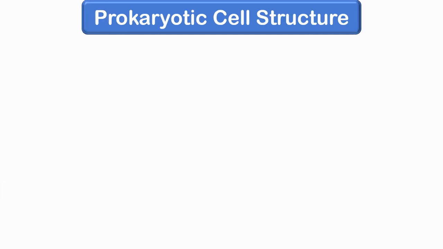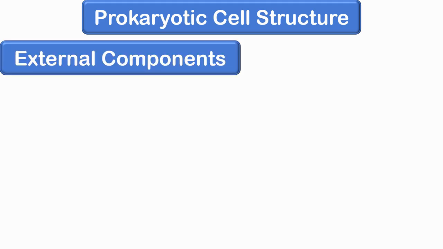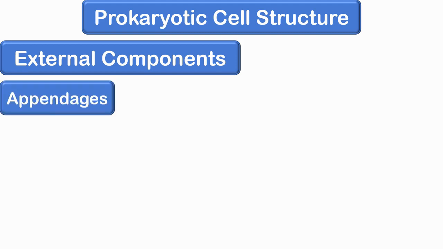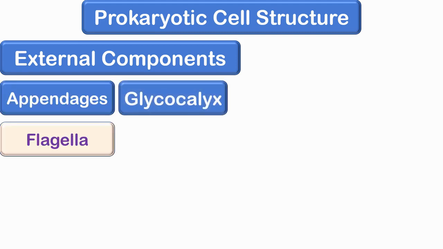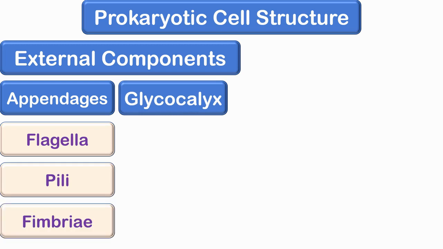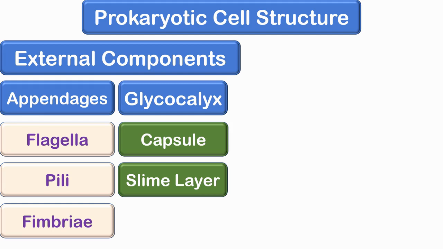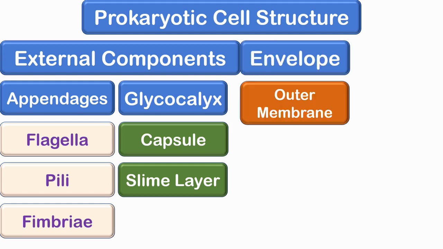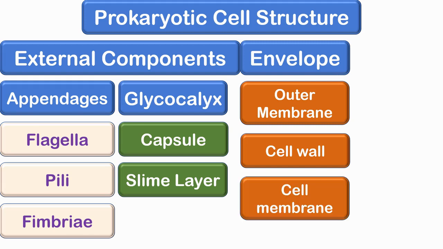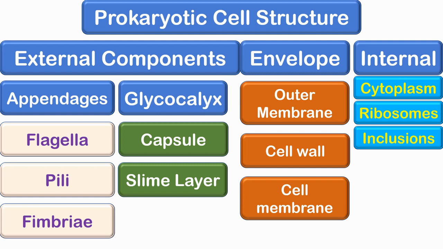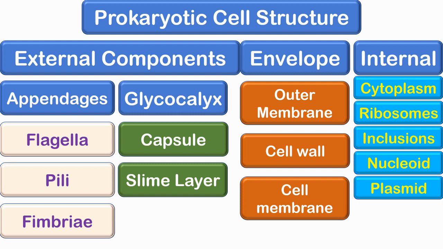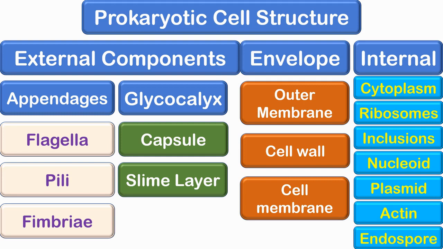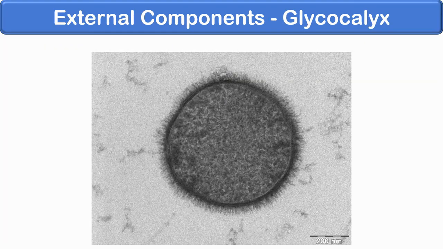General cell organization of a prokaryotic cell is as follows. External components of a prokaryotic cell can be either appendages or Glycocalyx. The appendages include flagella, Pili, Fimbriae, and Glycocalyx includes the capsule and slime layer. The cell envelope components include outer membrane, cell wall, and a cell membrane. The internal structures include cytoplasm, ribosomes, inclusions, nucleoid or chromosome, plasmid, actin cytoskeleton, and endospore. Now let's study these structures and their functions one by one.